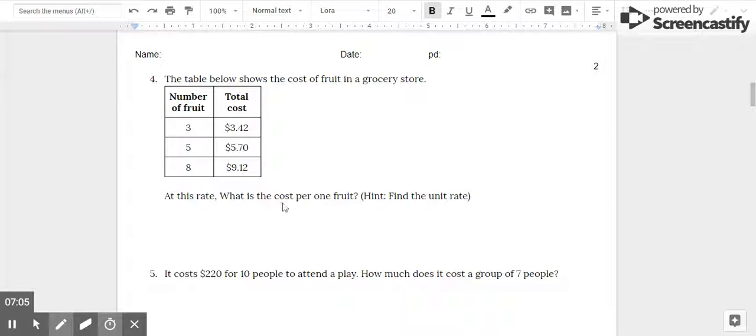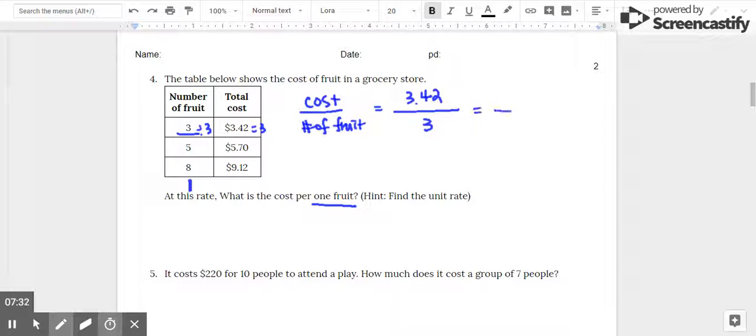So let's find the cost per one fruit. For 3, it's $3.42. How do you find per one? You divide by 3, because I'm going to put them in a ratio. So this is the number of fruit. The cost is $3.42 for how many? 3. But I'm looking for per one. How much is it going to be per one fruit?